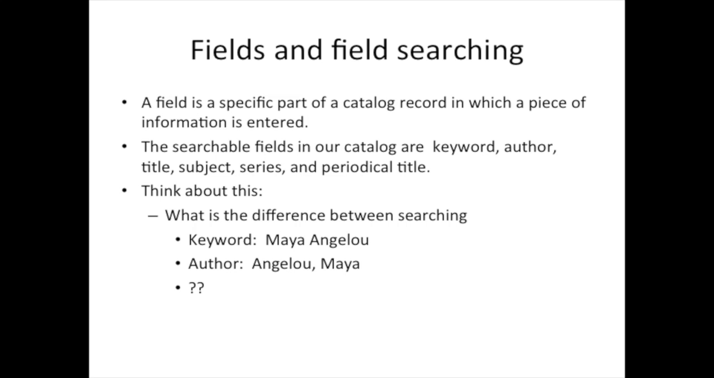Think about this for a moment. What would be the difference between searching Maya Angelou as a keyword and Maya Angelou as the author? Using Maya Angelou in the author field would return only those items where she is listed as the author. The broader keyword search would include items she authored, but also items about her. For example, books of literary criticism or biographies.